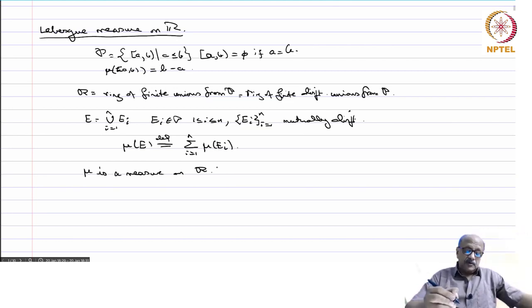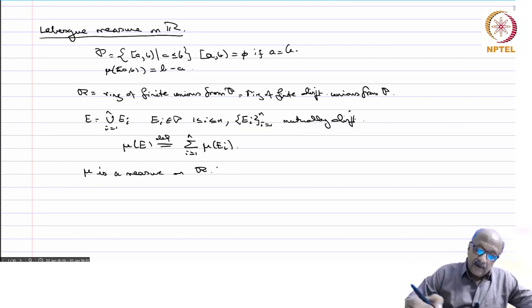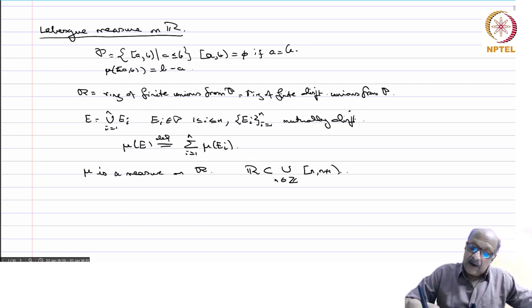Okay, and since you can cover R itself by the union over n in Z of (n, n+1], so any subset can be covered by this, and each has finite measure, therefore mu is sigma finite.